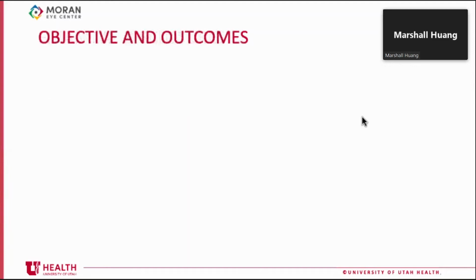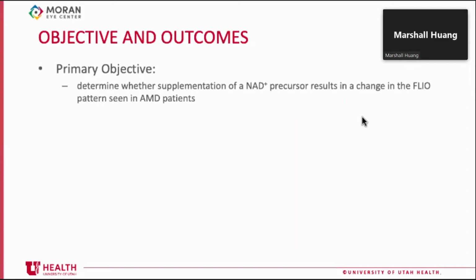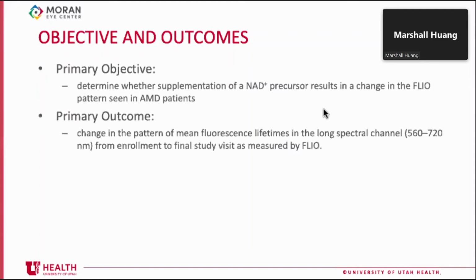The primary objective of this project is to determine whether supplementation of a NAD plus precursor results in a change in the FLIO pattern seen in AMD patients. The primary outcome for this project will be the change in the FLIO pattern of the mean fluorescence lifetime in the long spectral channel from enrollment to final study visit as measured by FLIO. The secondary outcomes include visual acuity and contrast sensitivity. I will now discuss the rationale behind using NAD plus.